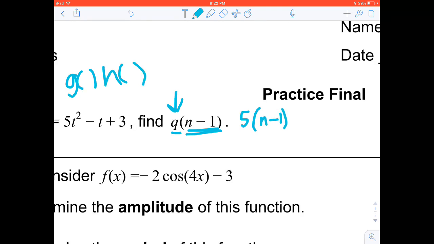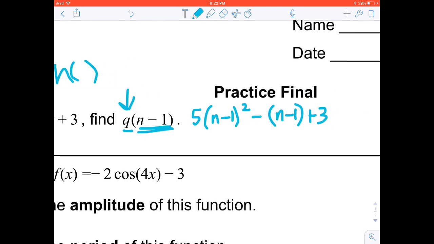So I have 5 times n minus 1 squared minus n minus 1 plus 3. Whenever I have something being squared, I'm not going to distribute it. We cannot distribute like that. We have to actually take n minus 1 and square it, which means we have to do n minus 1 times n minus 1. It's not the same thing as just distributing that square and making it n squared minus 1 squared. Can't do it that way. So we have to FOIL this out.